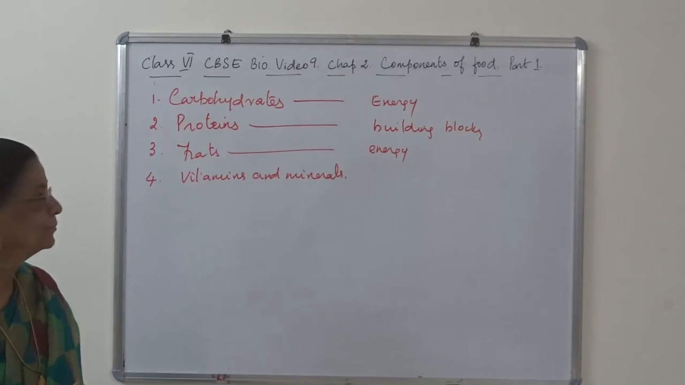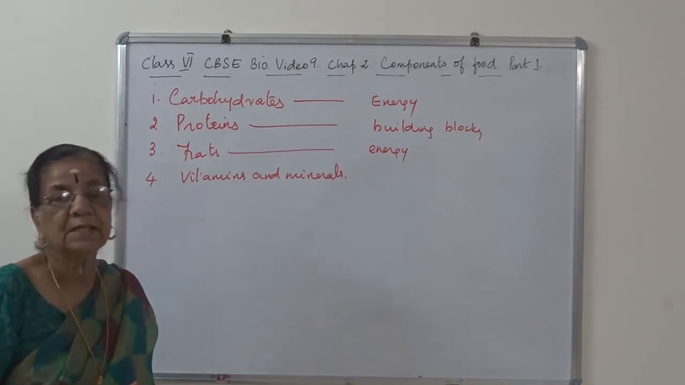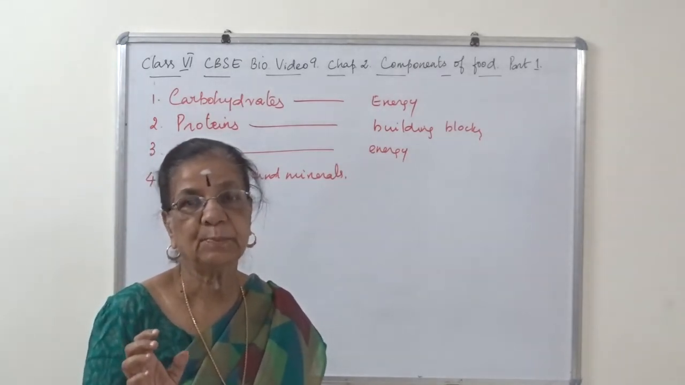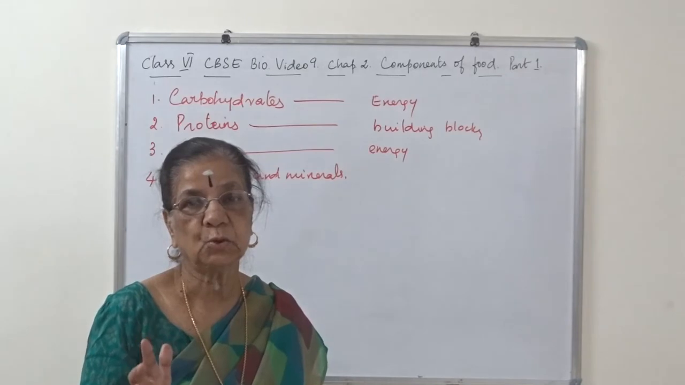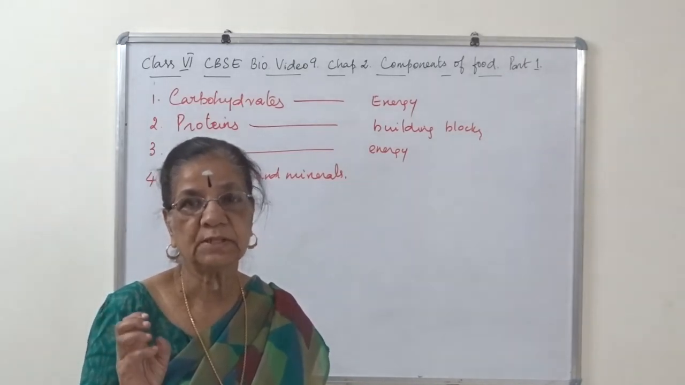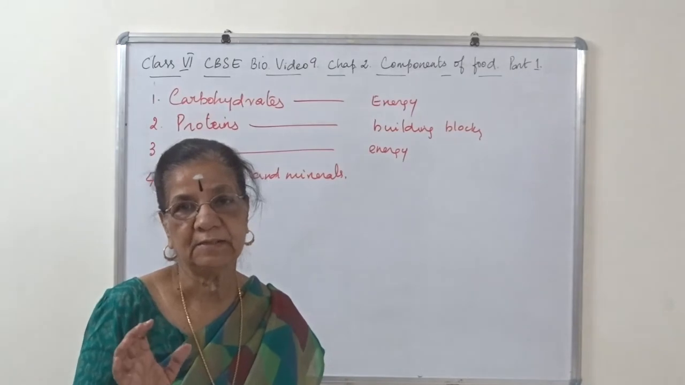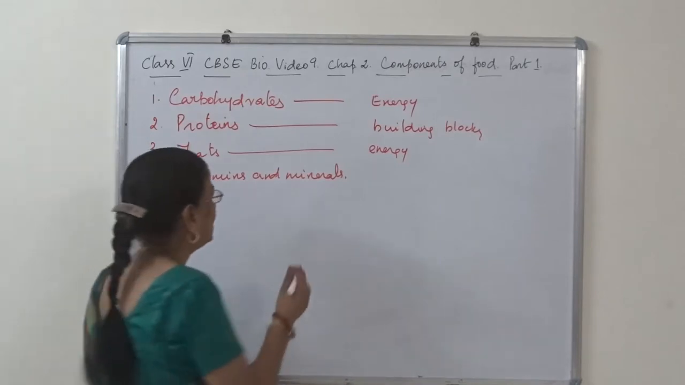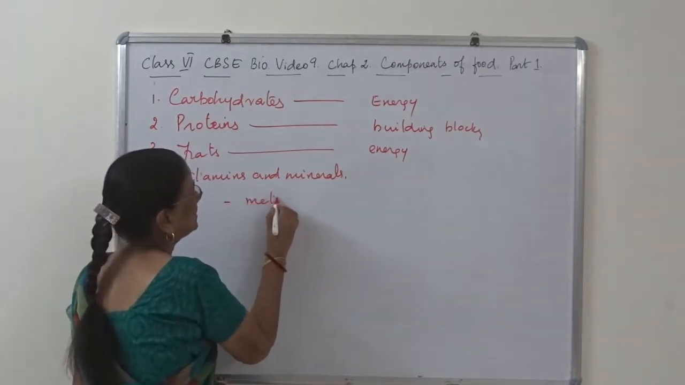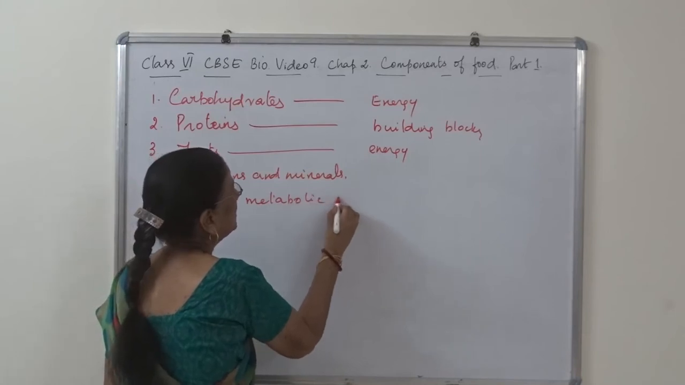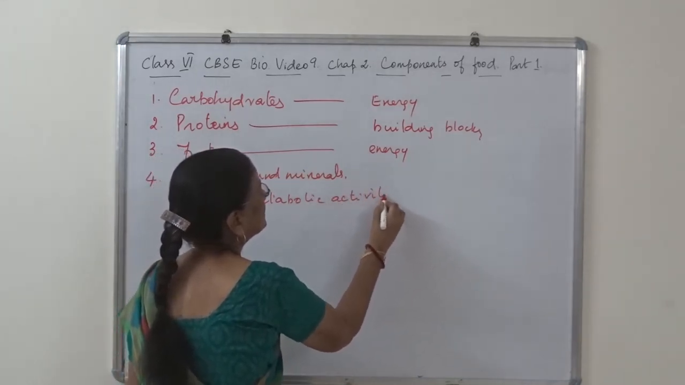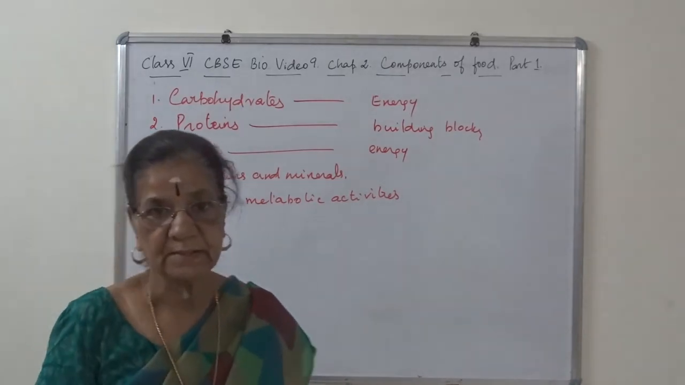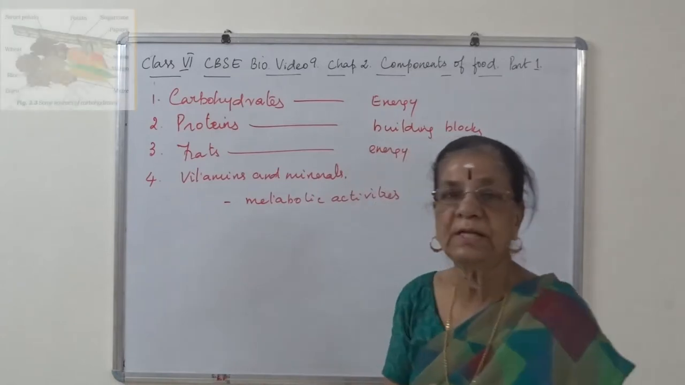I hope you understand. Then vitamins and minerals, they are required in very minute quantities, but they play a very important and major role. Their requirement is only very little. So these vitamins and minerals are mainly needed for metabolic activities. I hope you understand. Now, first one, carbohydrate.